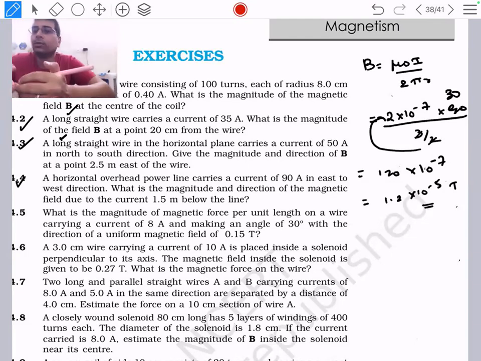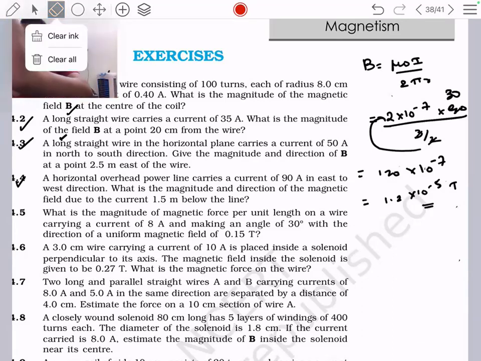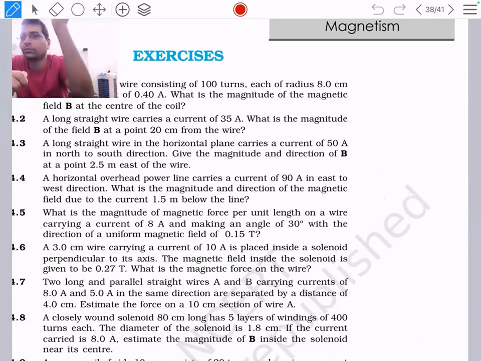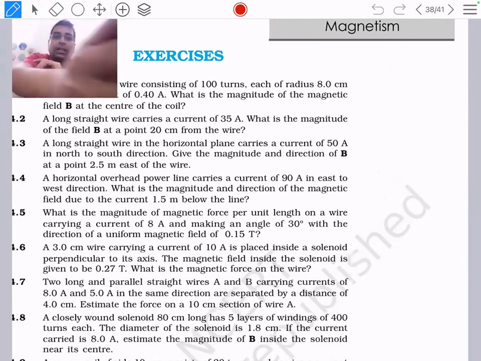So this is 4.4. What about 4.5? What is the magnitude of the magnetic force per unit length on a wire carrying a current of 8 ampere and making an angle of 30 degrees with the direction of uniform magnetic field of 0.15 Tesla? How to solve this? Can you use that force formula, sir? That B I sine theta, that one. Yeah, that's what you need to use. So F is equal to B I L sine theta. But you need to be very careful. They're not asking about force, they're asking force per unit length.